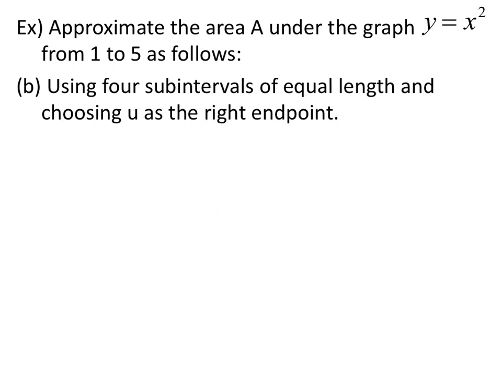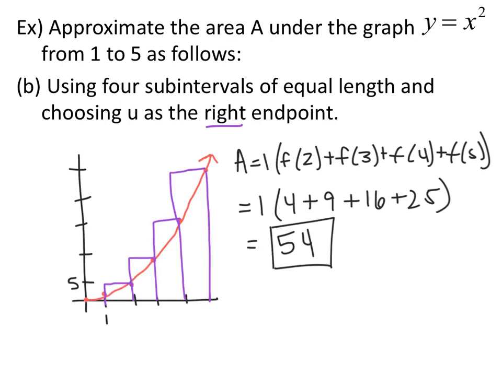So now try the same thing, but with your right-hand endpoints. 4 subintervals, right-hand endpoints. So same thing, each delta x is 1. You're going to pick the right-hand endpoint, so you have your heights as f of 2, f of 3, f of 4, and f of 5, and it totals up to be an area of 54. So this is, again, an over approximation, but this is just your answer.